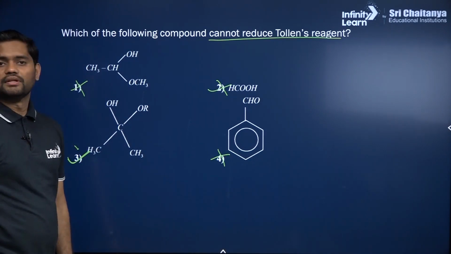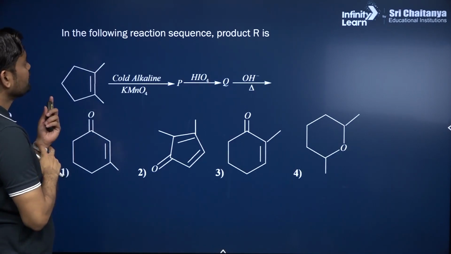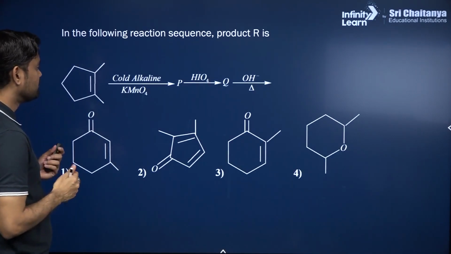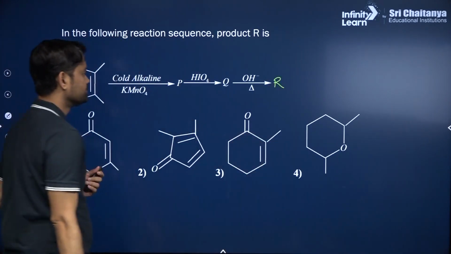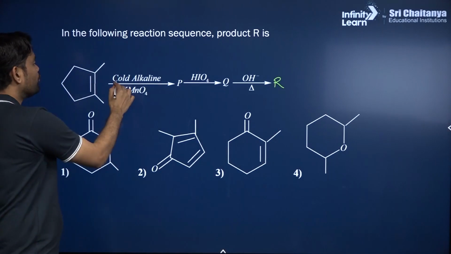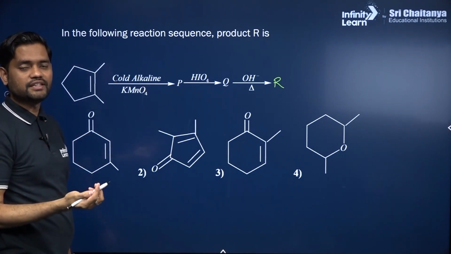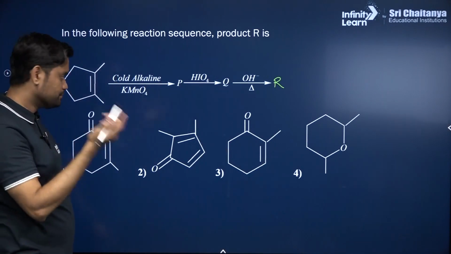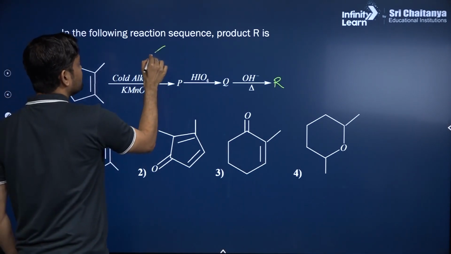Clear? Got it? Next. In the following reaction sequence, product R is PQ and this one will be R. We need to calculate R. First one is cold alkaline KMnO4. Cold alkaline KMnO4 is Baeyer's reagent. That means it will form glycol type, a vicinal diol. So we'll have a structure something like this.